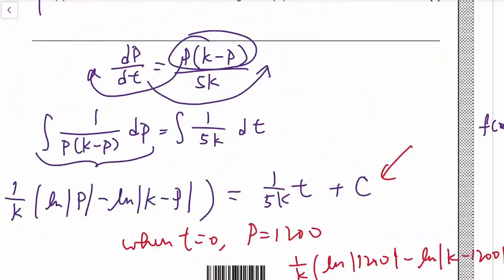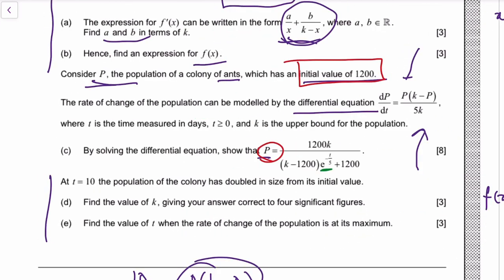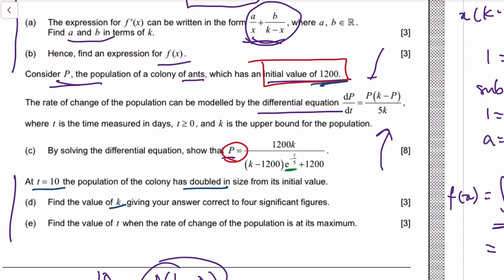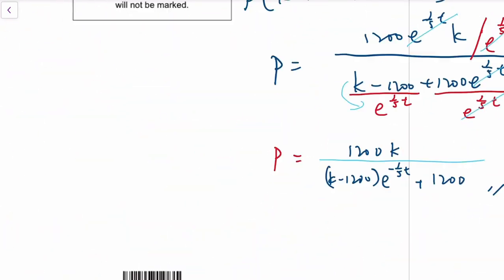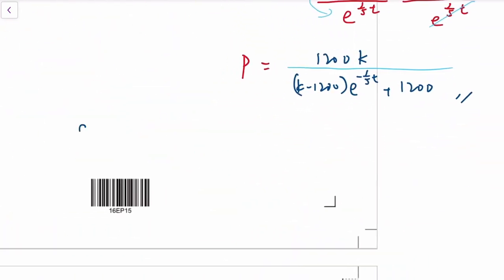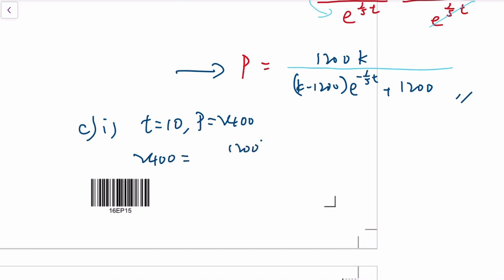Alright, then the question is, when t is 10, the colony would double 5k, so that means when t is 10, it should be 2400 for p. So is that c? I think it's c. So when t is 10, the p is 2400, so we just substitute it to here. 1200 k over k minus that e 10, a fifth times 10 is what? 2? Negative 2. Negative 2.